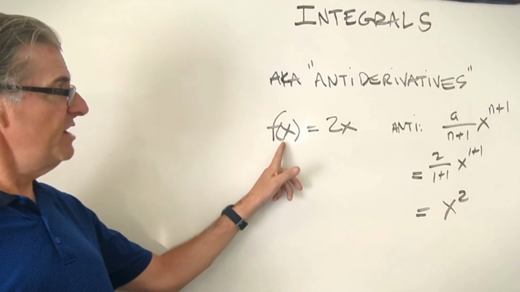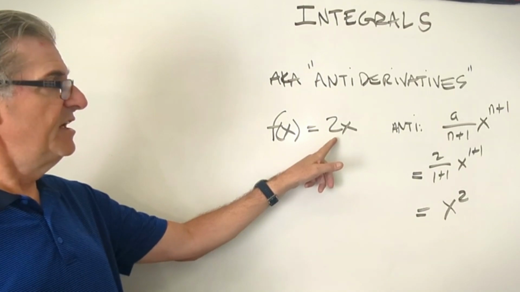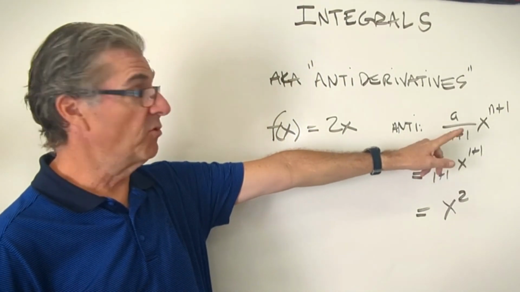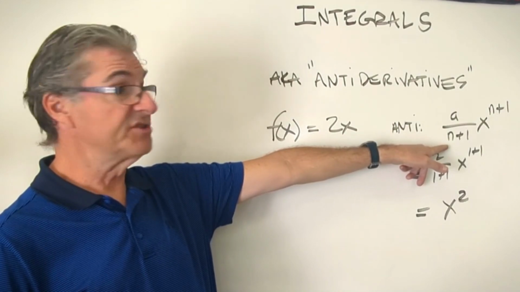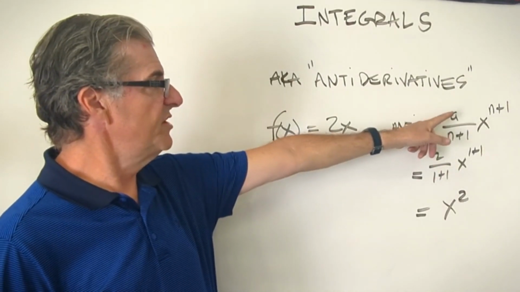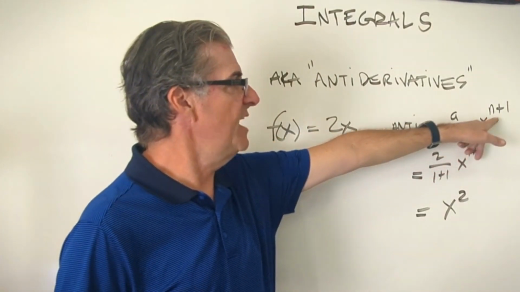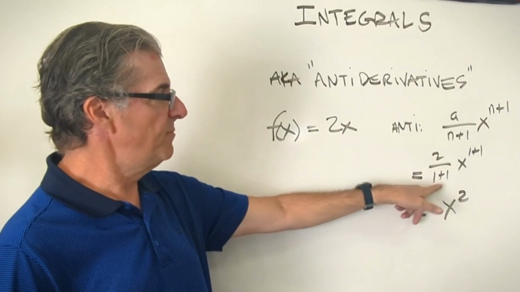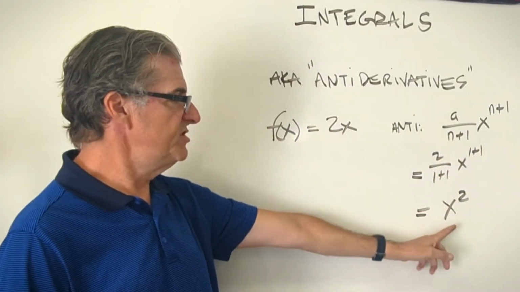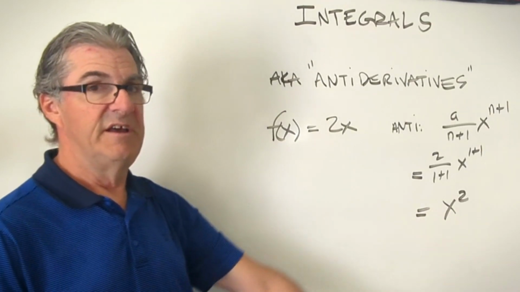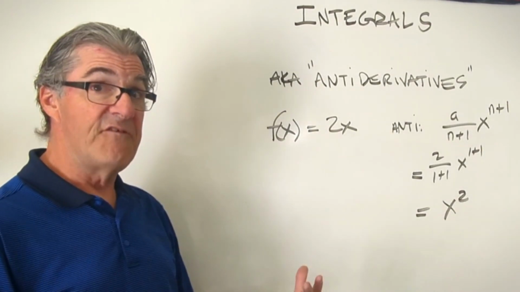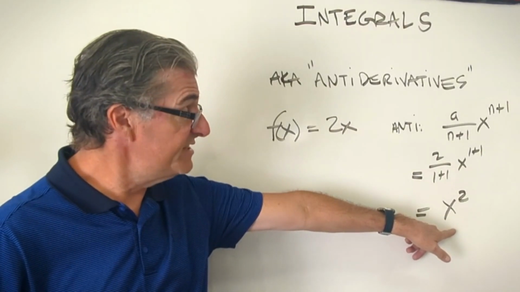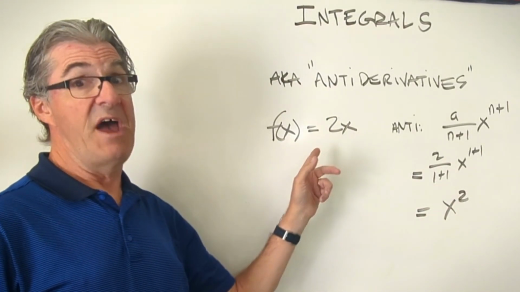If my function f of x is 2x, then here's my rule for finding the antiderivative, and we're going to formalize that with an integral sign instead. My rule is a over n plus 1, x to the n plus 1. So if I do that to 2x, I'm going to get 2 over 1 plus 1 times x to the 1 plus 1, which ends up being x squared. And just to summarize, we can verify that this is right by taking the derivative of this, and we're going to wind back up at 2x.